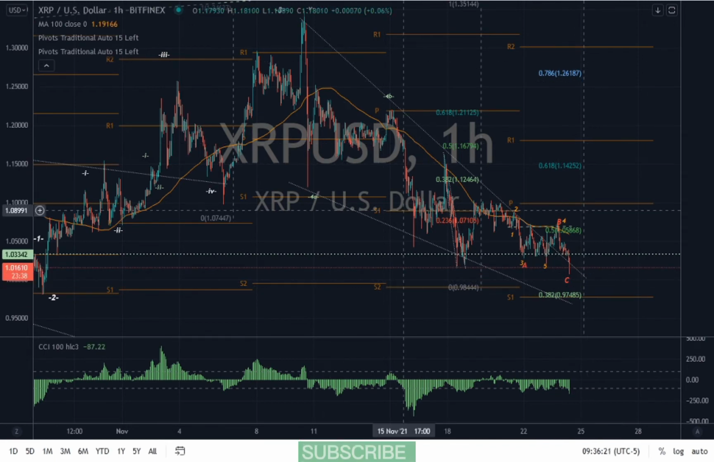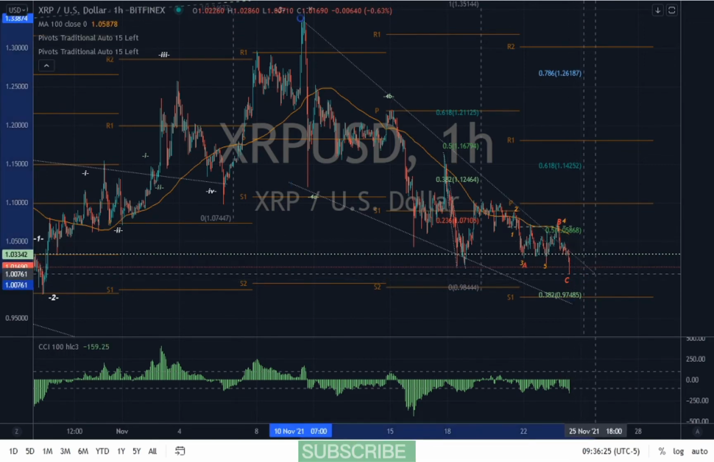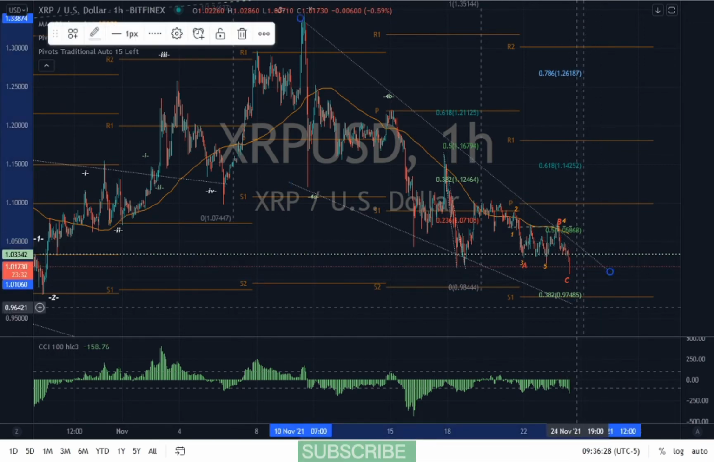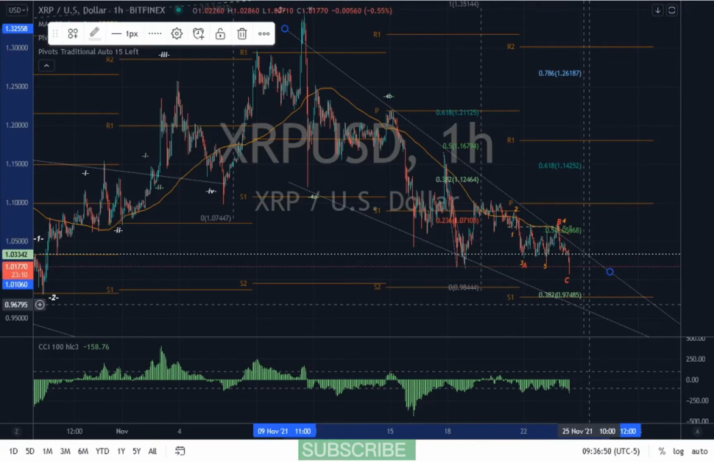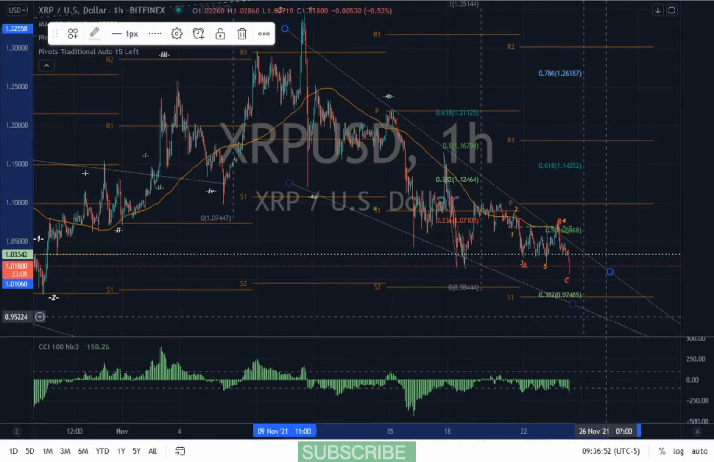So we're having a leading diagonal. Okay, now the worst is that we're going deeper into that leading diagonal. You want to extend the lines. Okay, so we rejected at the leading diagonal, top of the leading diagonal. That is the worst case scenario. And we're going down to 0.9750, even a bit lower, 0.9550.